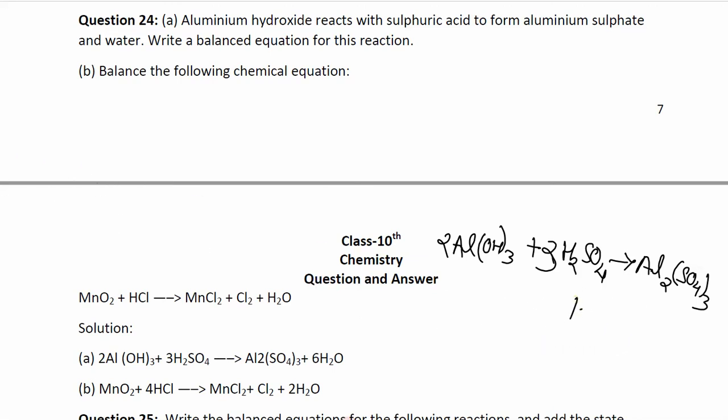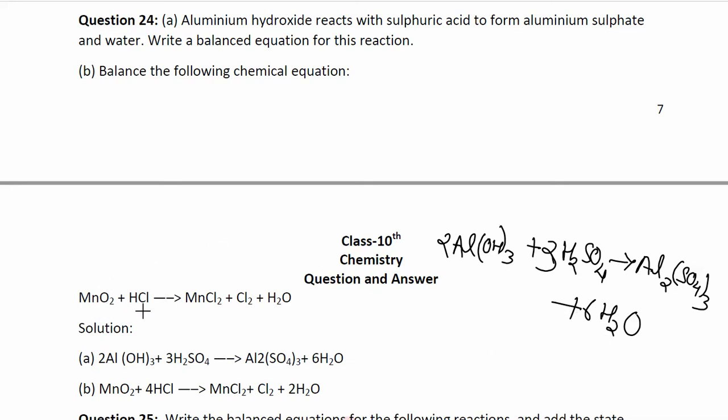plus 6H2O. Then it will get balanced out here. Here you can see that 2Al thrice plus 3H2SO4 gives Al2SO4 thrice plus 6H2O. Yes, this will become a chemically balanced equation.